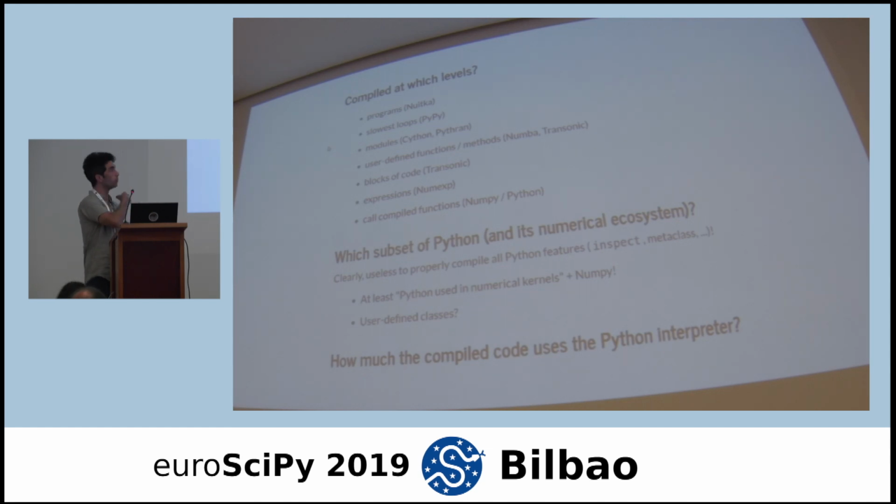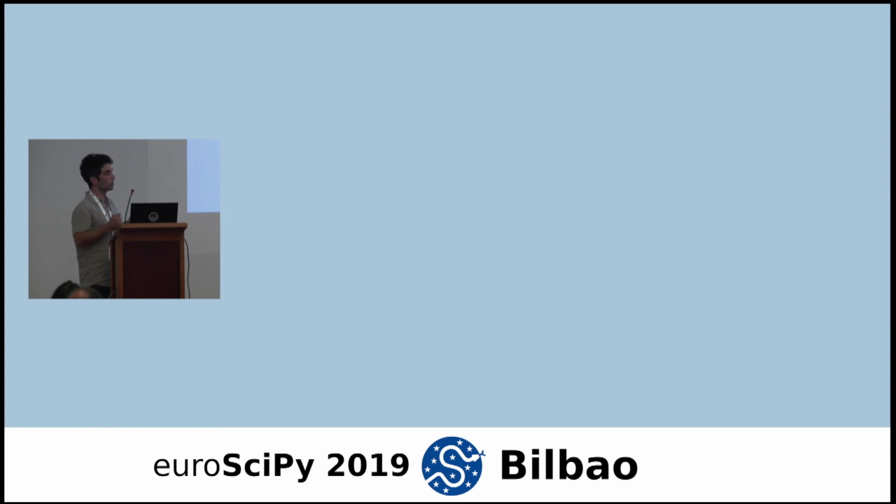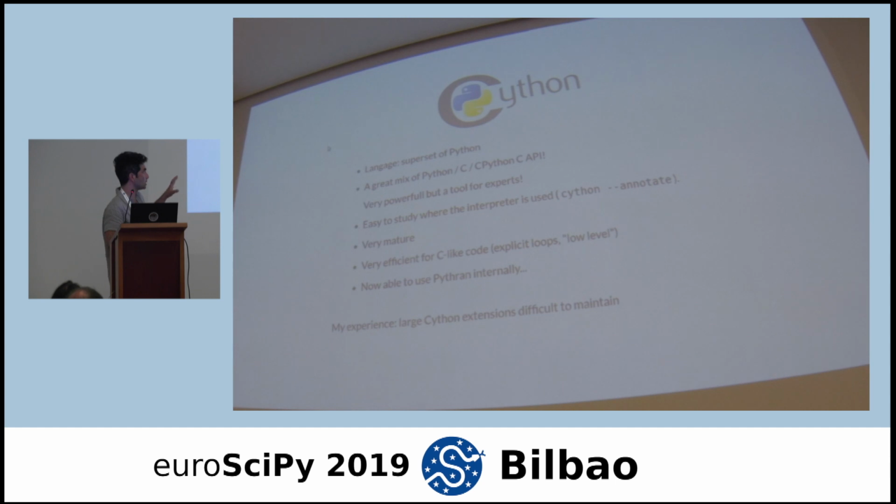Anyway, we have Cython, which is really the most used Python compiler, a great tool, a superset of Python. You have to be very good in Python, very good in C, because we can do nearly all of C, and also know a little bit of the CPython C API. It's very, very powerful, you can do many, many things, but it's a tool for experts, in my opinion. It's very mature and very efficient when you write code which looks a lot like C. In my experience, when I wrote a big C extension in Cython, it becomes more and more difficult to maintain, and students can't work on them.